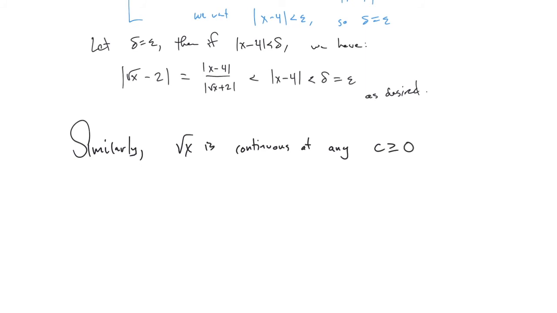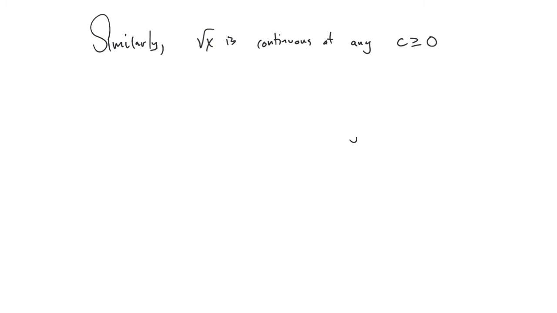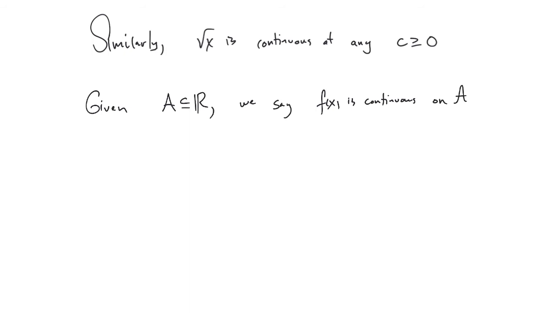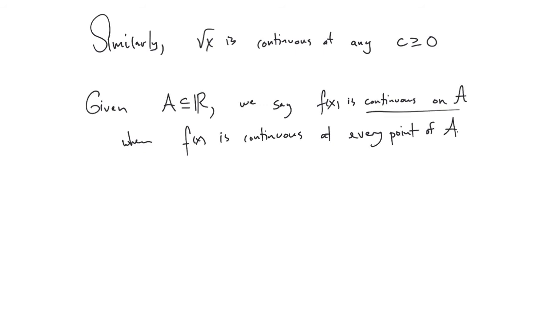Continuous at any value. So in a situation like that, we say actually the function is continuous on a whole set of values. I'm sure you've seen this definition in calculus class. So given a set A, a subset of R, we say f of x is continuous on the set A when f of x is continuous at every point of A. Continuous on A means that it's continuous at every point of the set. That's, I'm sure, what you would expect that to mean.